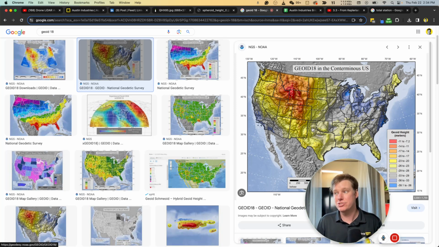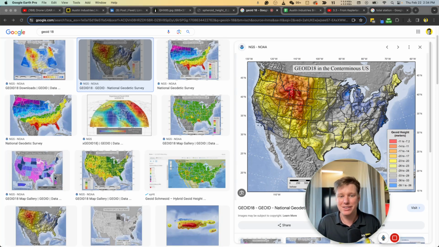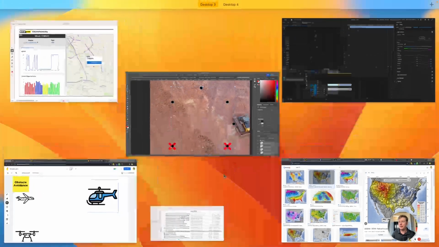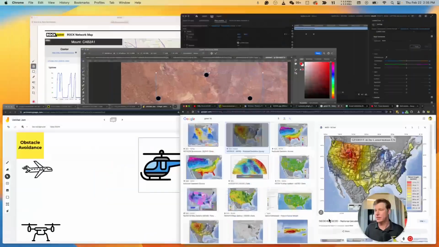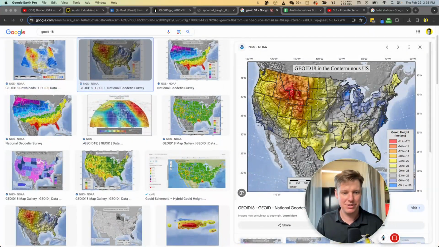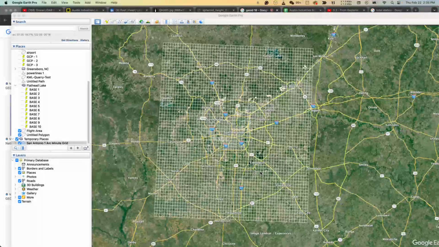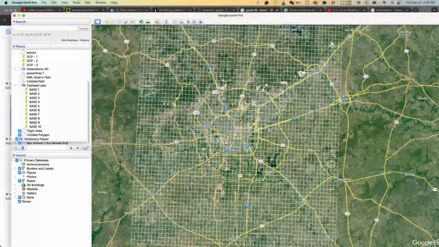Geoid 18 is communicated in 1 arc minute. An arc minute doesn't intuitively make sense to me or anyone, so I went ahead and made a 1 arc minute map across San Antonio, just to give you a perspective of how big those pixels are.